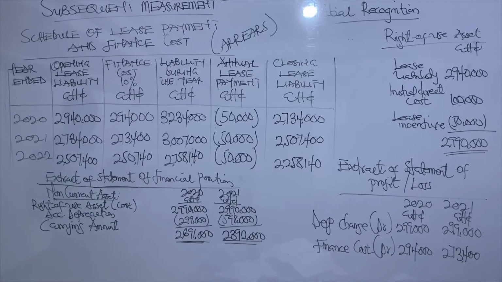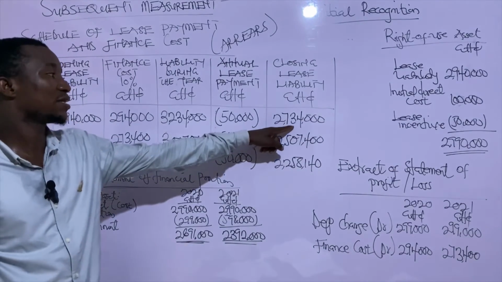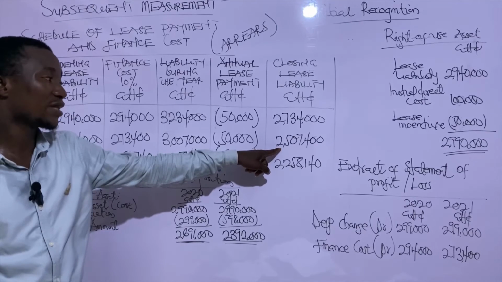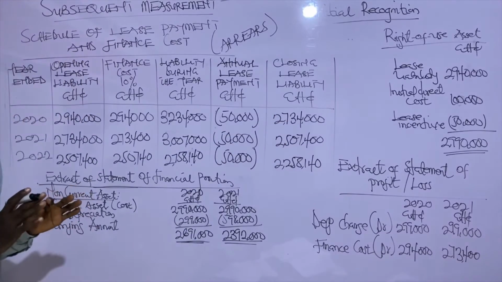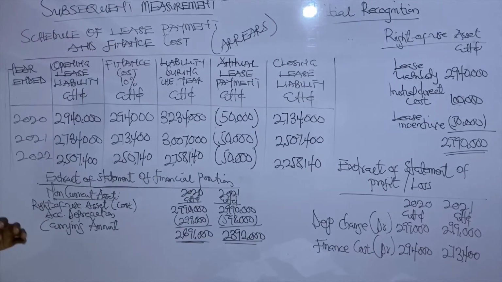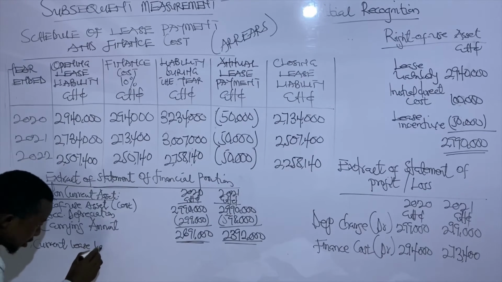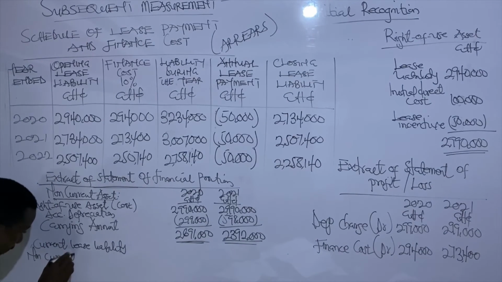Is that okay? After considering this, the next thing to look at is the liability. Is that okay? The gross liability for 2020 is 2,734,000, and for 2021, the liability at close is 2,507,400. But I would prefer us to split this gross liability into current liability and non-current liability. So let's split that. So you have the current lease liability, you have the non-current lease liability.